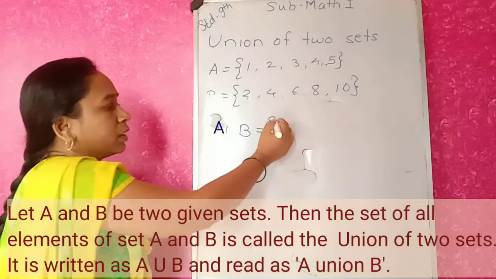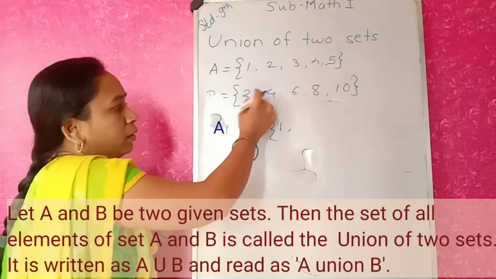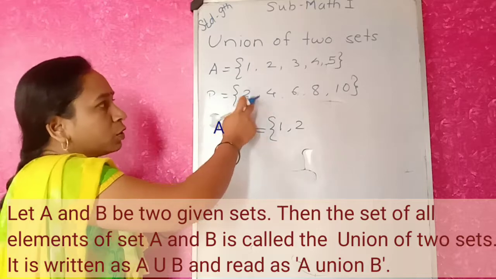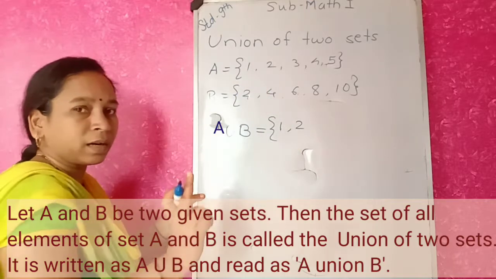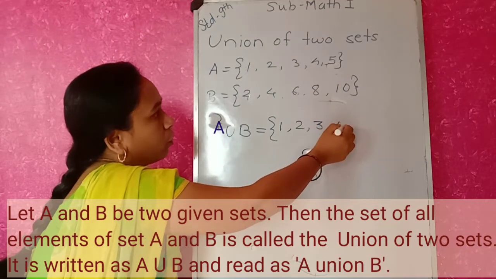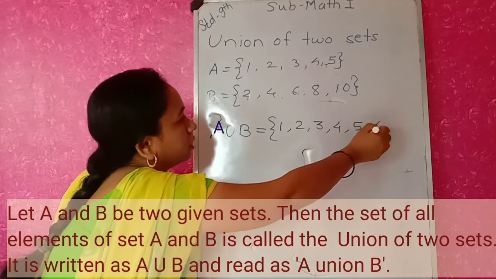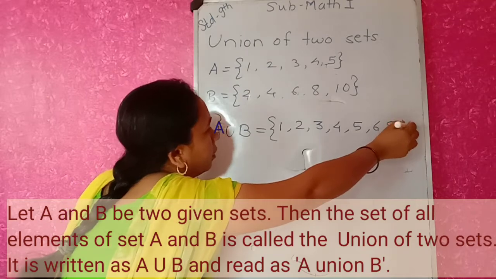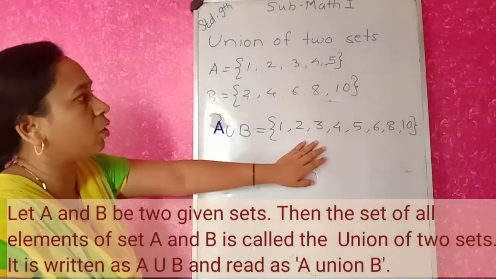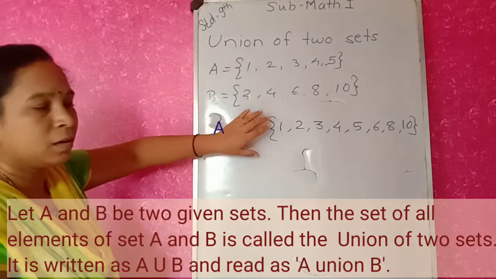So here the first element is 1, then 2. 2 is common in A and also in B, so I am going to write 2 only once. So 2, then 3, 4, 5, 6, 8, 10. Now you can observe A union B is a set of all elements of A and B.